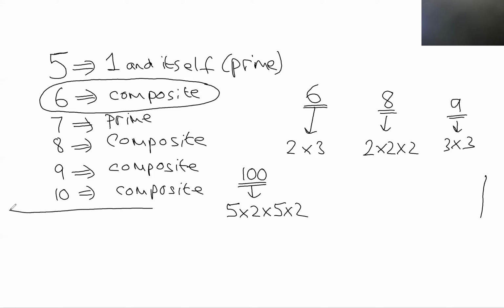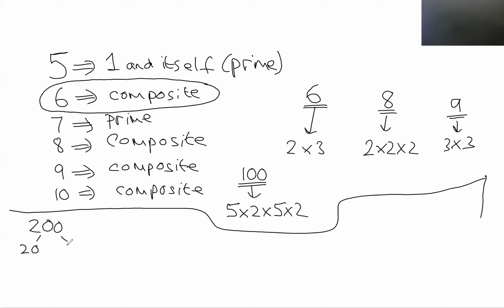So let's just say that I wanted to work out the prime factors of, let's say, 200. Okay, how would I do that? Well, first of all, think of 2 numbers or 2 factor pairs that equal 200. Make it easy. So you might want to make it 20 and 10, because 20 times 10 is 200.